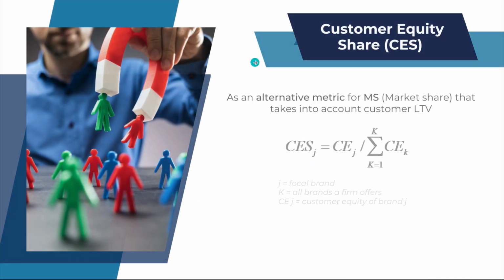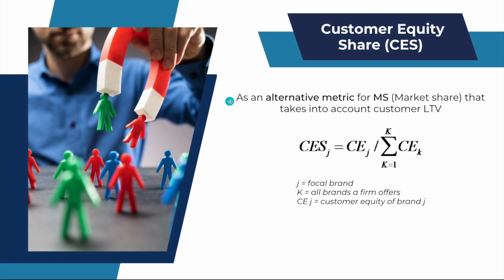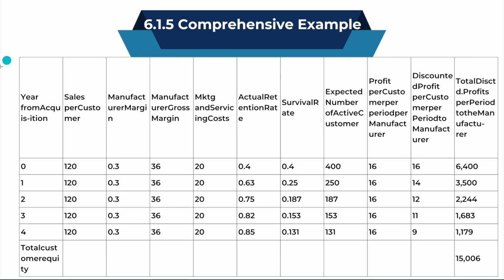Customer Equity Share, SEI. SEI is an alternative metric for MS, market share, that takes into account customer LTV. In addition, SEI is a relative measure of the value of a brand identity in a company. Here is the calculation formula. In this formula, J is focal brand, K is all brands a firm offers, CEJ is customer equity of brand J. Comprehensive example. In the section, there will be exercises to review the above formulas, which you can refer to in the book.